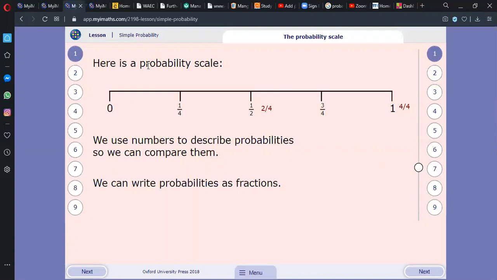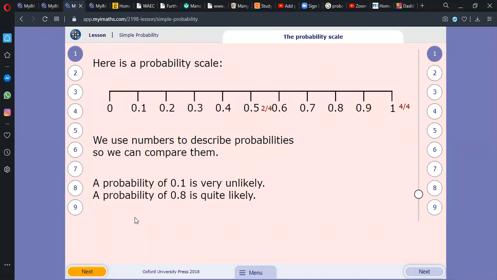Now, very quickly, we can also write probabilities, just like I mentioned, as decimals. A probability of 0.1, you can see it right here, is definitely close to 0. That's the impossible. So definitely a probability of 0.1 is very unlikely. Let's take a look at the probability of 0.8. A probability of 0.8 is actually quite close to 1, which is certainty. So definitely a probability of 0.8 is quite likely to happen. So that's trying to tell us what these numbers mean when we are dealing with probability.